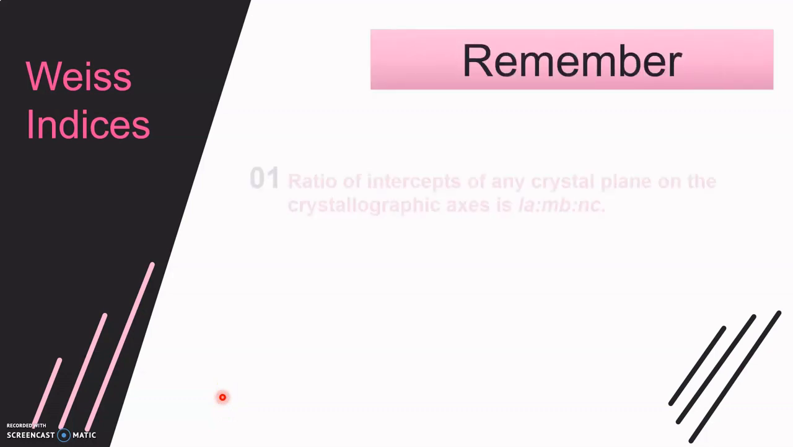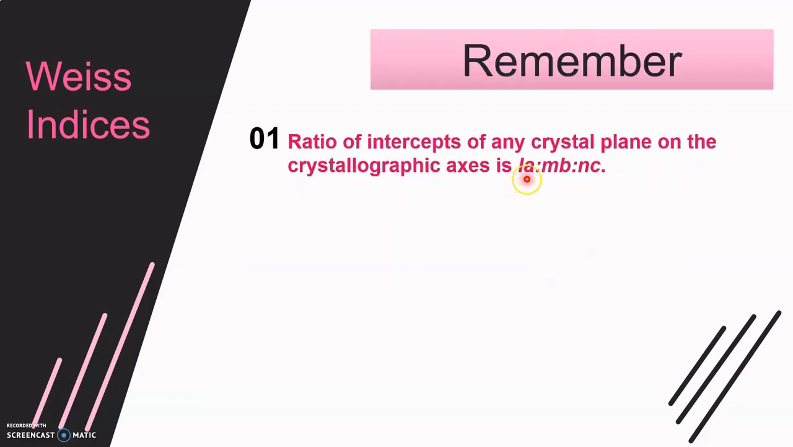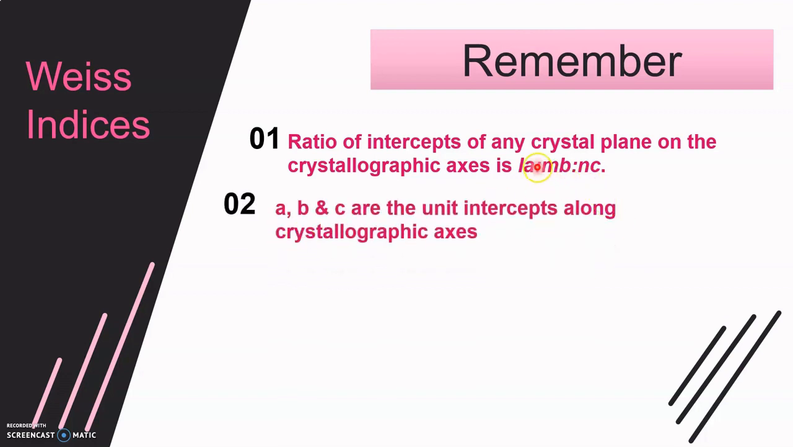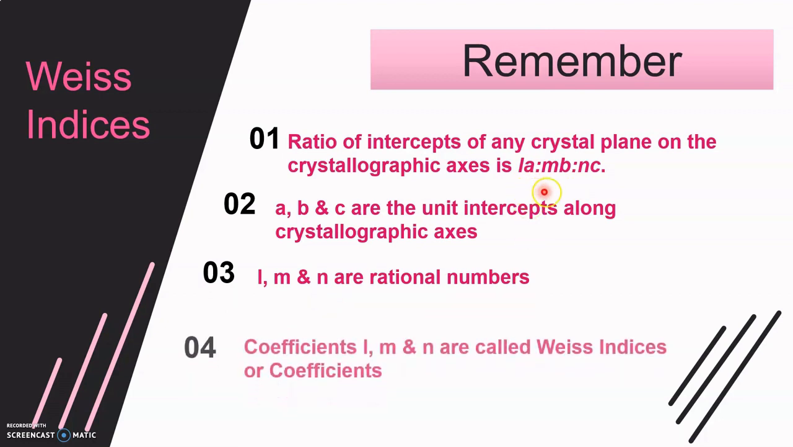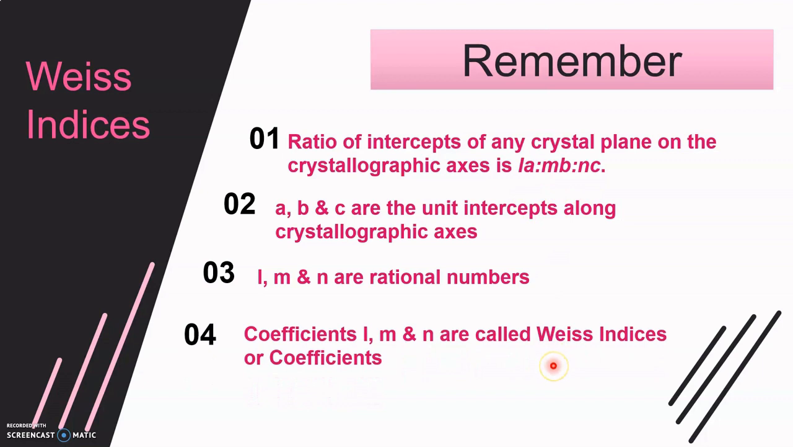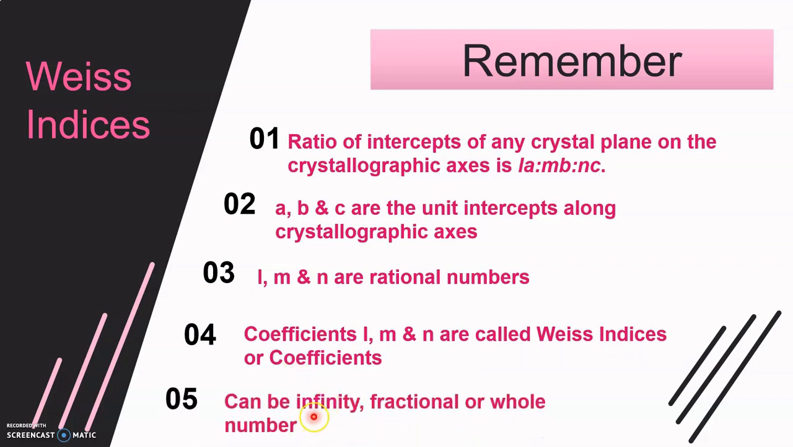Thus, the ratio of intercepts of any crystal plane on the crystallographic axis is given by lA : mB : nC. Here, A, B and C are the unit intercepts along the crystallographic axis. l, m and n are rational numbers. The coefficients l, m and n are called the Weiss indices or Weiss coefficients. Please note that Weiss indices can be infinity. They can also have fractional or whole number values.